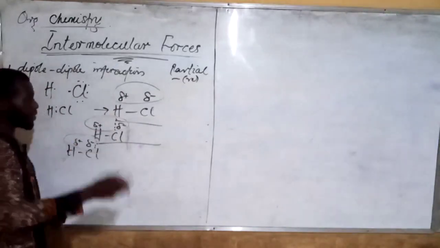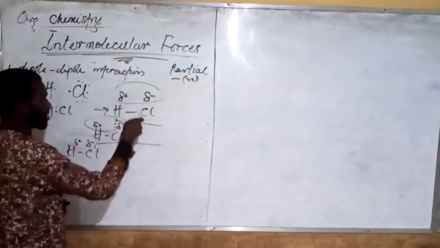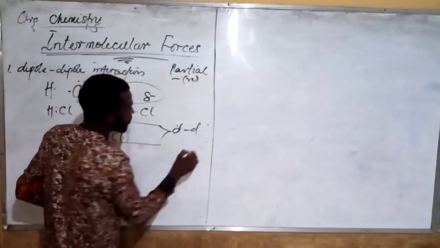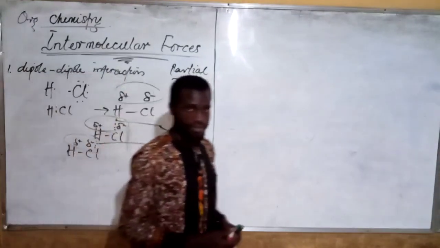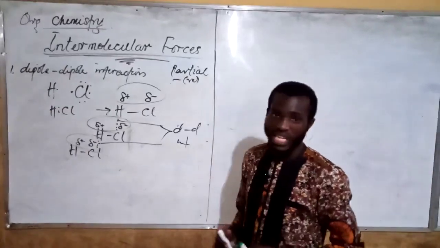Now, what you call a dipole-dipole interaction is this. Dipole-dipole interaction. This is a dipole interacting with this dipole. This dipole is interacting with this dipole. And what we have is a dipole-dipole interaction. All right. Now, this dipole-dipole interaction is quite a weaker force than the covalent.